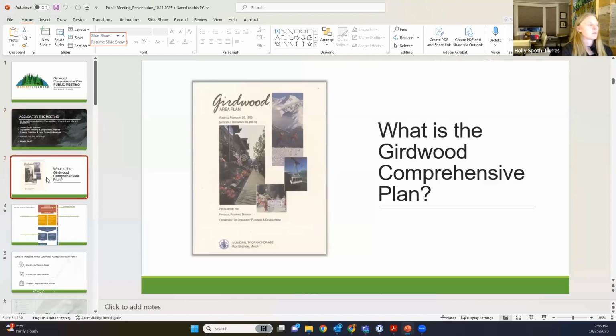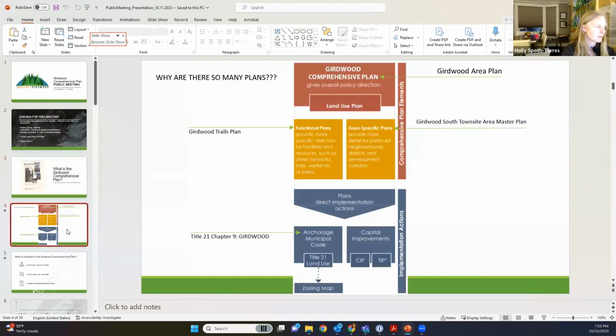So we're going to breeze through these items because I want to give Bree and Michelle enough time, but just for a little bit more context, right? For those of you who haven't heard this, we're in the process of updating your 1995 Girdwood Comprehensive Plan. And that's your overarching plan and policy document for the Valley.